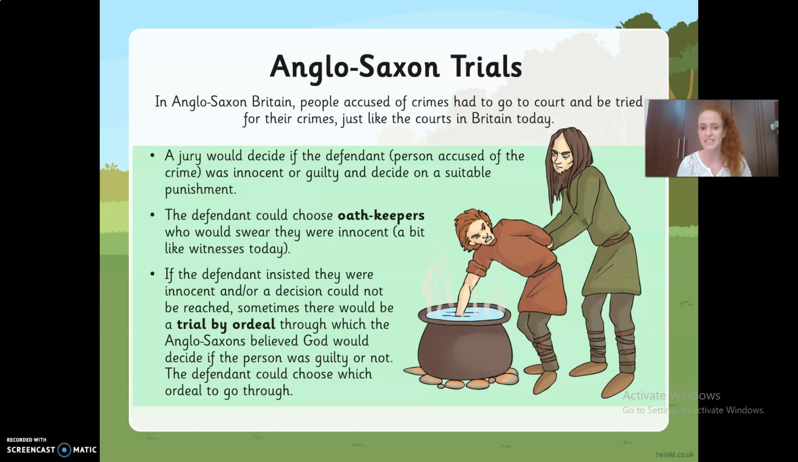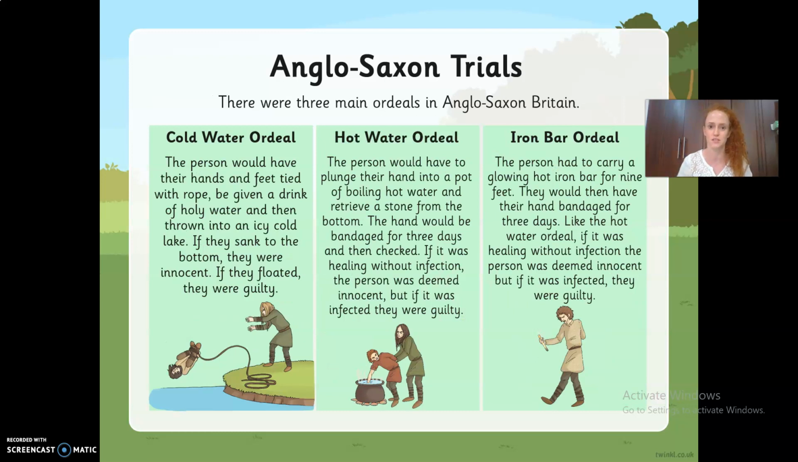If the defendant insisted they were innocent, and the jury or the judge could not reach a decision whether they were guilty or not, there would be a trial by ordeal, through which the Anglo-Saxons believed God would decide if the person was guilty or not. The defendant could choose which ordeal to go through. So guys, there were three main ones: cold water ordeal, hot water ordeal, and iron bar ordeal.